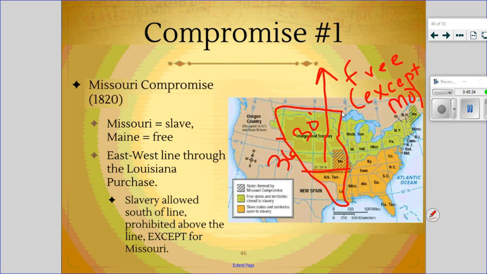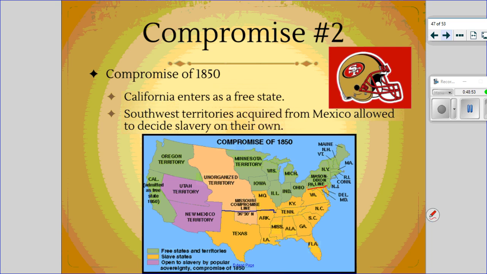Missouri will be a slave state. That's Missouri right there. So even though it's north of the line, it's going to be, because they're trying to balance power in Congress. South of the line are slave states. And so that is going to be the first compromise. That's the Missouri Compromise in 1820.